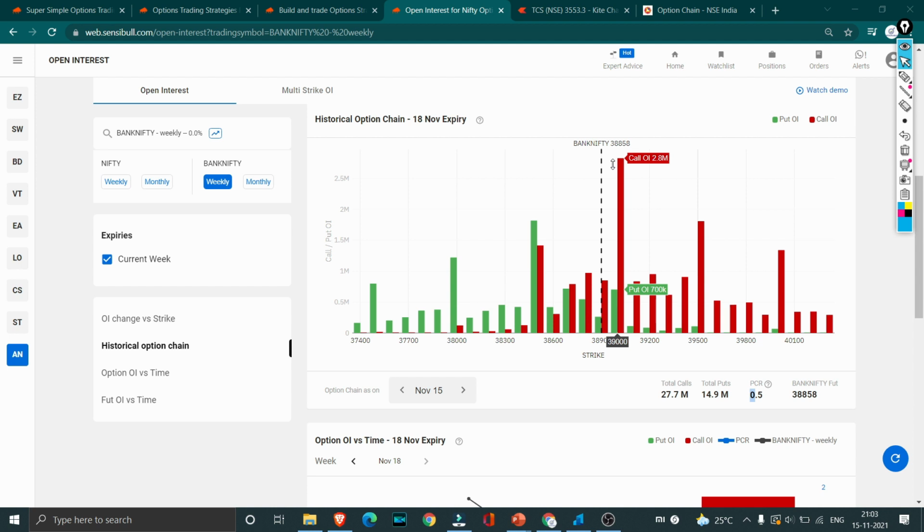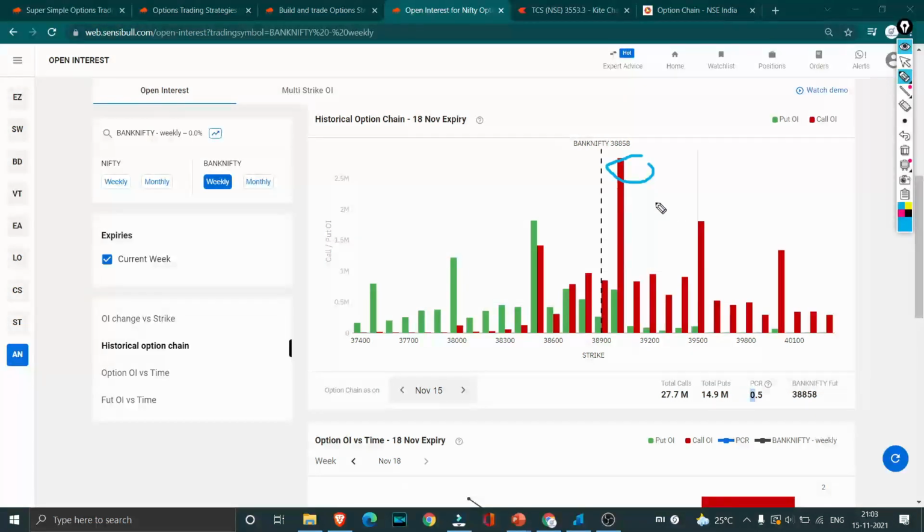So this is very important for us to understand. Just because there is the highest OI here, it doesn't mean that Bank Nifty can't go above 39,000. That is a very false assumption people have when they are looking at OI data.